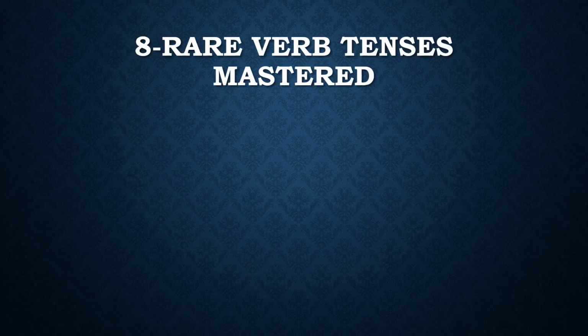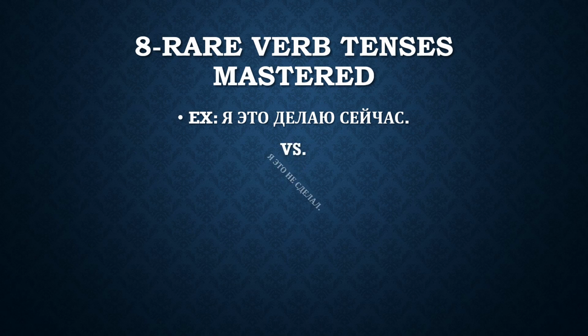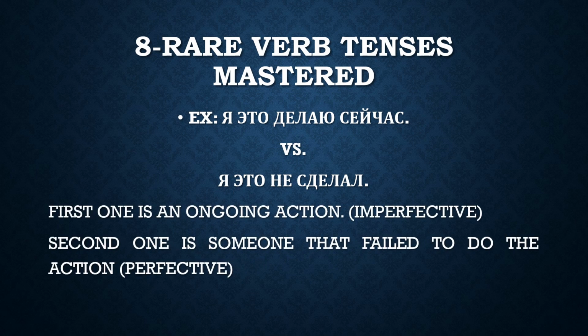while we're on the subject, remember those rare verb tenses last time? Well, a C2 student obviously knows how to handle them perfectly. Here are examples in Russian of imperfective and perfective verbs. The first one we have is Я это делаю сейчас and Я это не сделал. The difference is that the first one is an ongoing action.